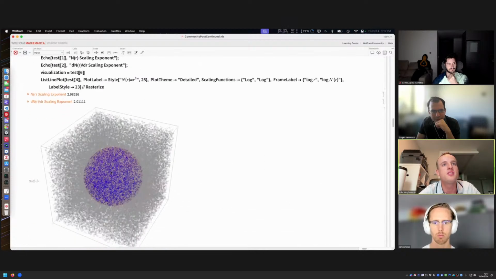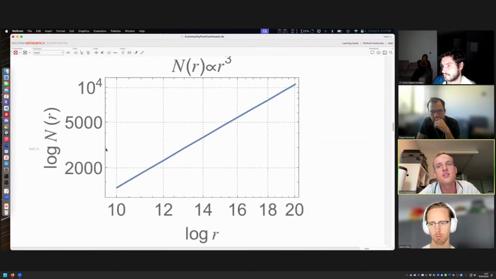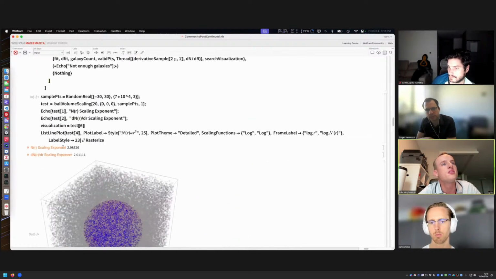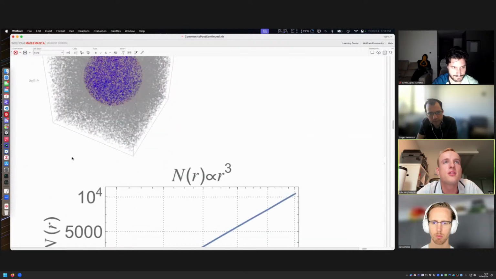Here's a visualization. This would be the outer radius, and the starting radius would be half the radius of the sphere. All the code does is count the points within radius r as you grow from half this radius to the full radius. If you plot it on a log plot, you just get a line with a slope of 3. So it just spits out the exponent here. We get 2.98 for the exponent for n of r, and then 2.0 for the derivative. I think that's all for that.